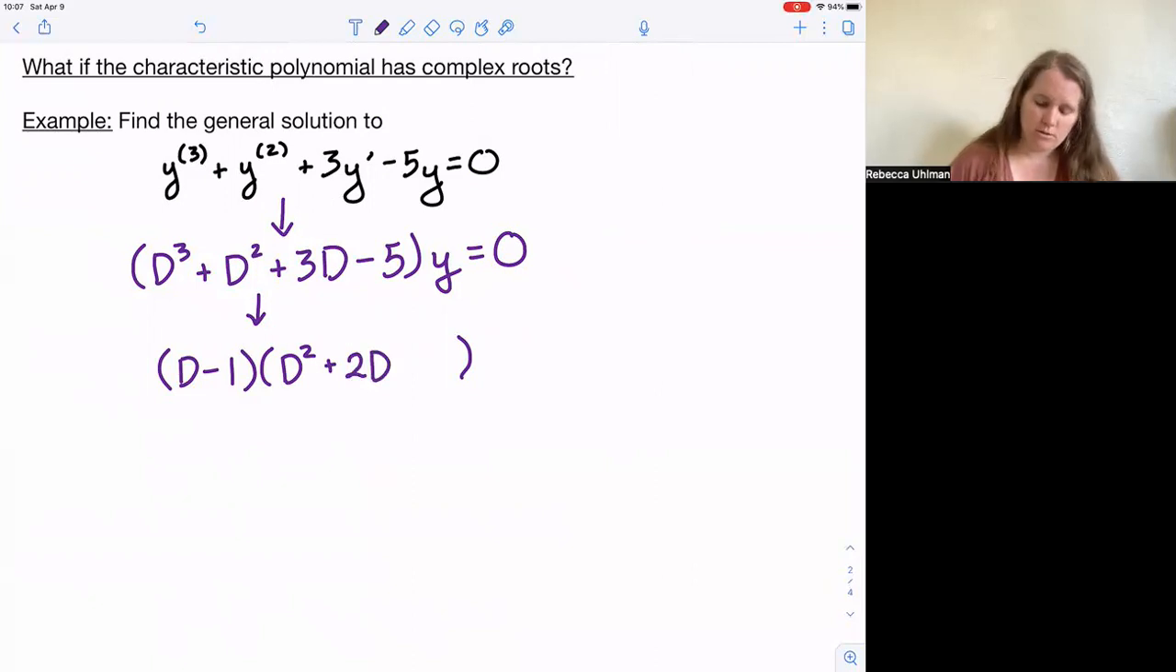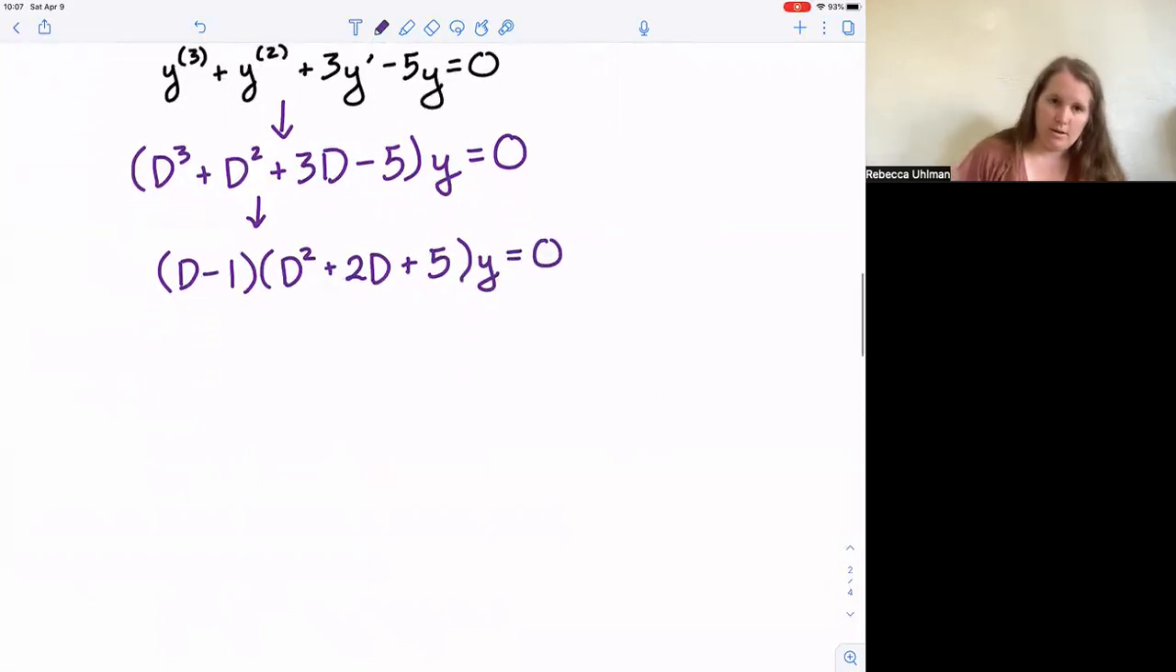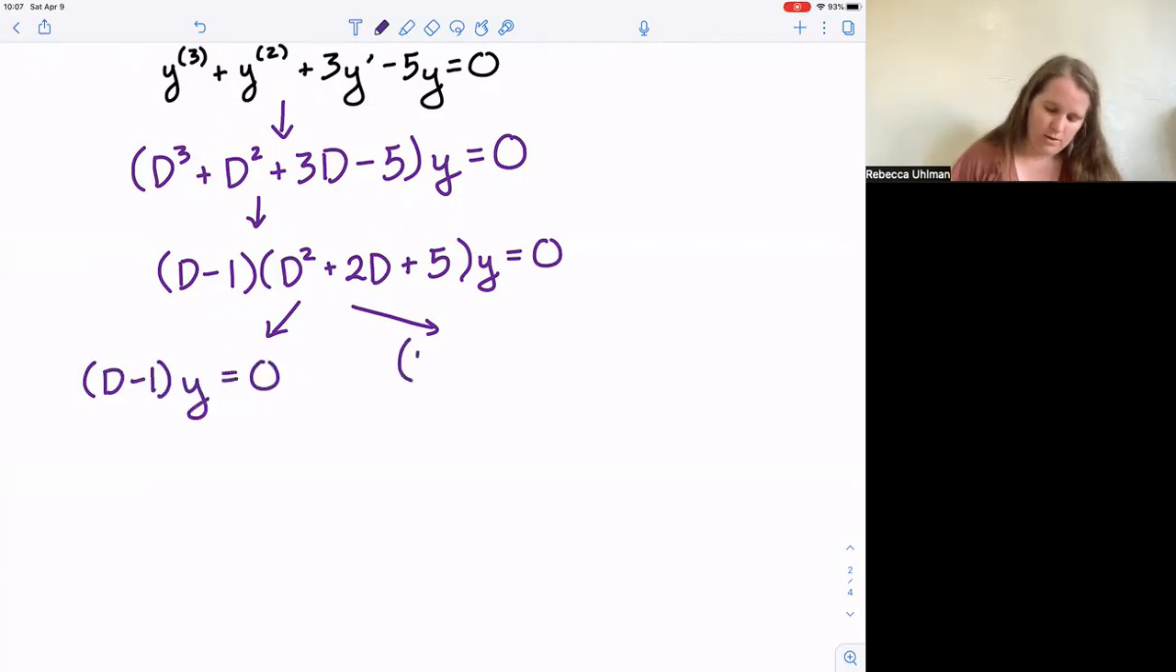Now we have a minus 2d, so we need a plus 5, and that does indeed give us our minus 5 in the end. This all applied to y is equal to 0. And so we get our two reduced equations. We will be looking at D minus 1 applied to y is equal to 0. And we will be looking at D squared plus 2D plus 5 applied to y is equal to 0.